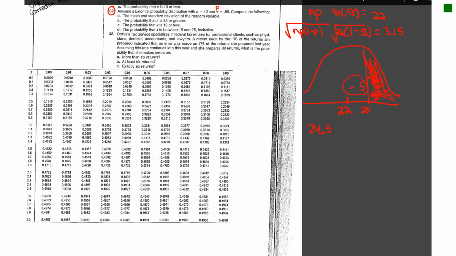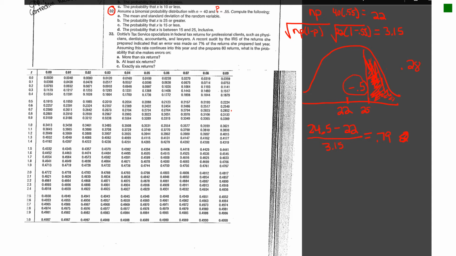I'm going to then convert that into a z-value. So 24.5 minus 22, because that's your mean, and divide that by your standard deviation, which is 3.15, is going to give you a z-score that's right around 0.79. So then I do as before, I look in my table, I find 0.79, which it looks like it's right there. That's 0.2852.